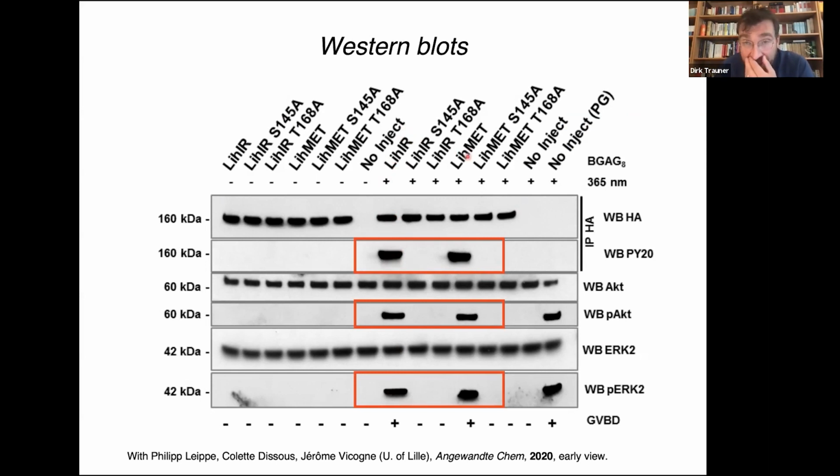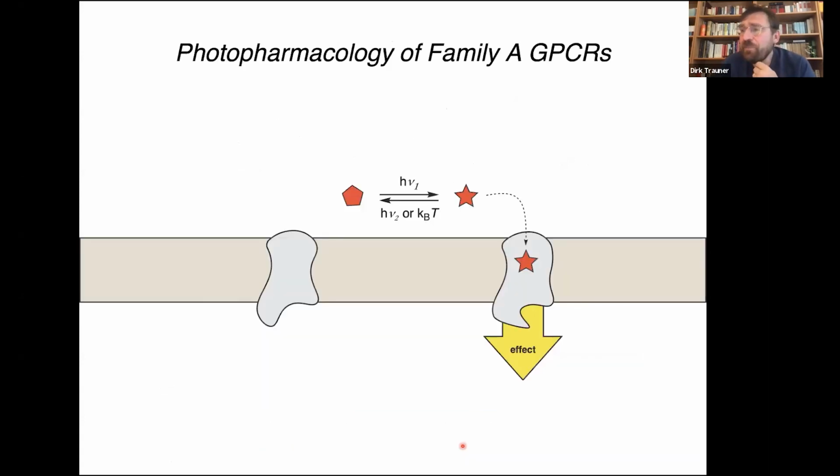And we can also do this with another receptor tyrosine kinase called MET. The same thing: we see cross-phosphorylation, autophosphorylation with immunoprecipitation of the receptor itself, and then phosphorylation of AKT and of ERK with these phospho antibodies. So this was published together with Jérôme Vicon and Colette Dissou late last year. So an exercise, I would say, in synthetic biology.